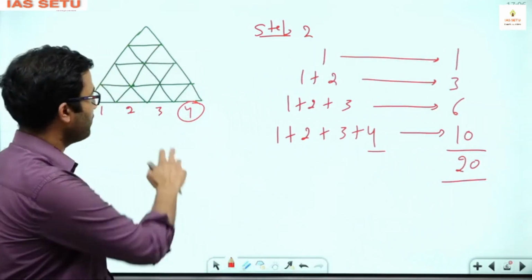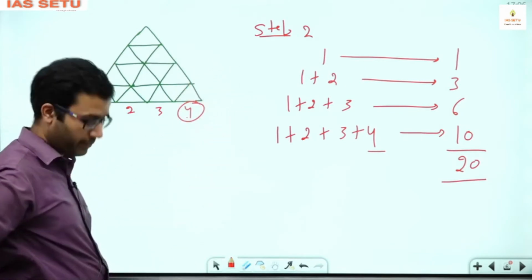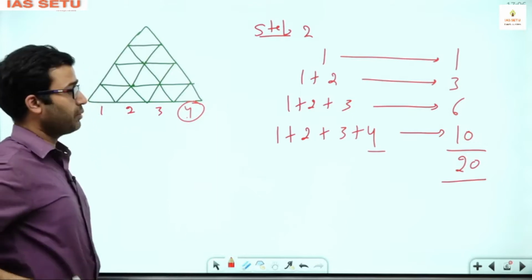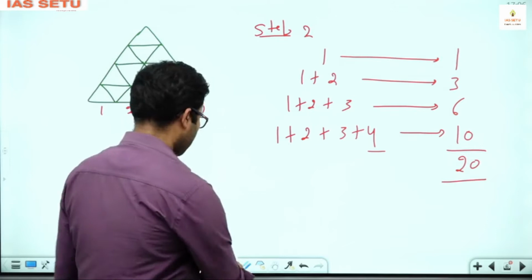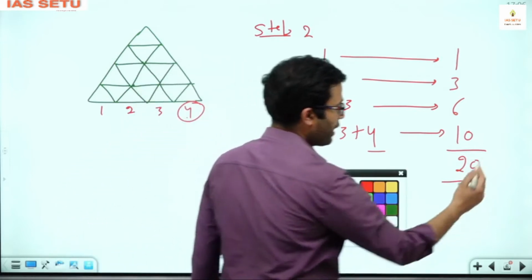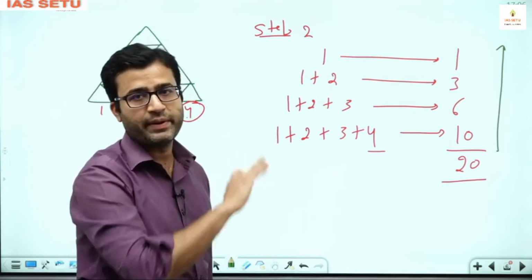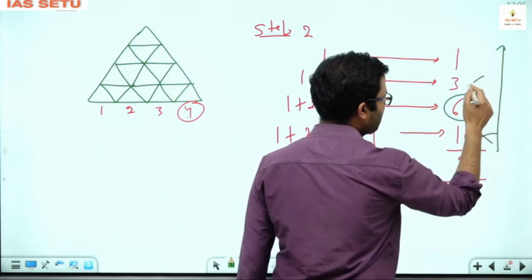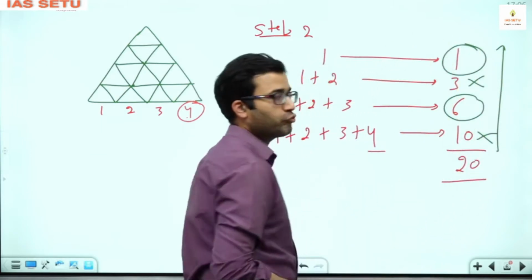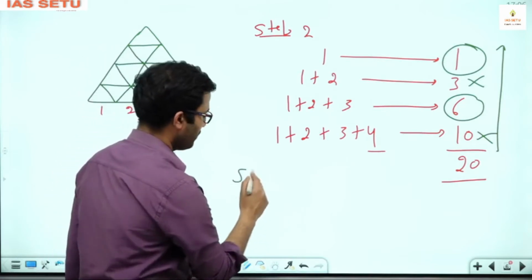I repeat step number 1. Here this is for 1, 1 plus 2, 1 plus 2 plus 3, like pyramid. 1 plus 2 plus 3 plus 4. Next is step number 2. We have to go reverse. Bottom up approach. First number we have to leave, second number we have to add, third number we have to leave, fourth number we have to add, alternate number we have to add. So this is step number 2.